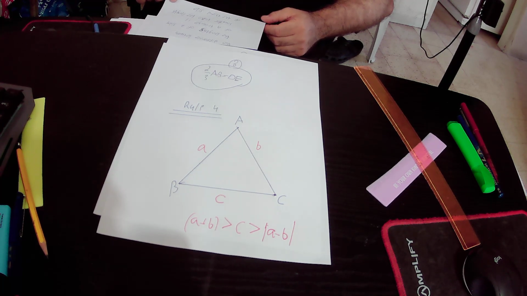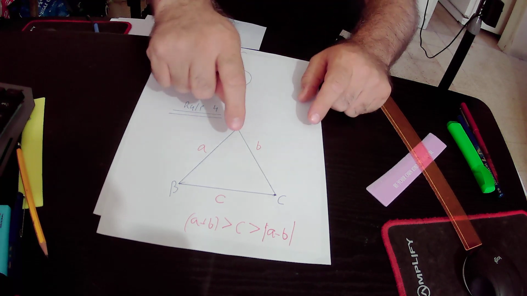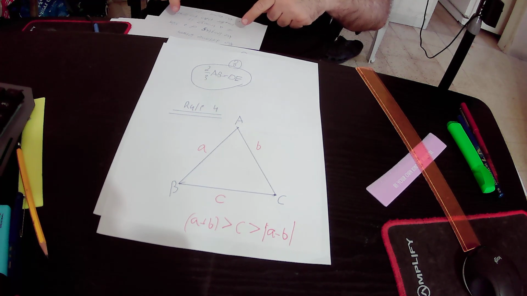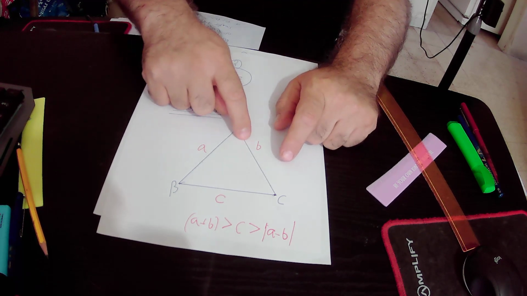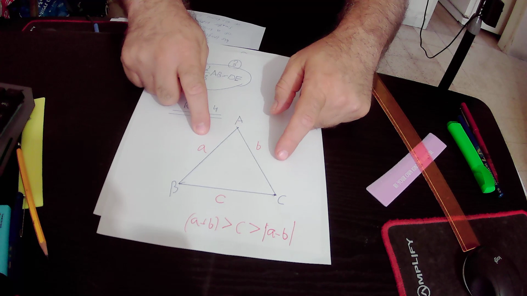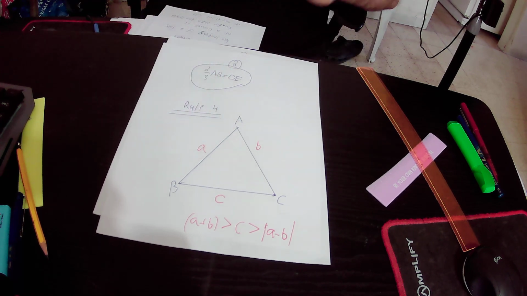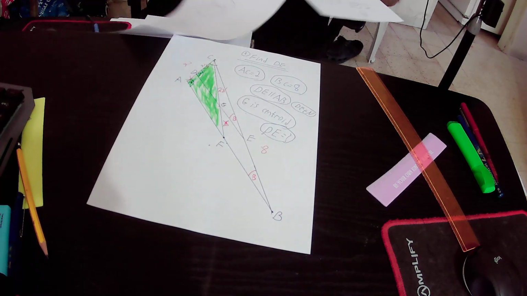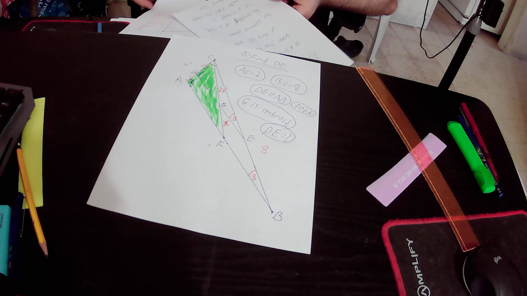Again, the sum of the lengths of two sides of a triangle is greater than the length of the third side. That is to say, A plus B is greater than C. And the difference between the lengths of two sides of a triangle is smaller than the length of the third side. That is to say, the absolute value of A minus B will always be smaller than C. Okay, that is rule number 4, and we can actually implement rule number 4 in our triangle ABC.